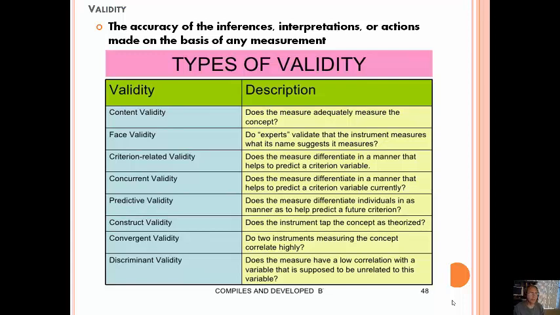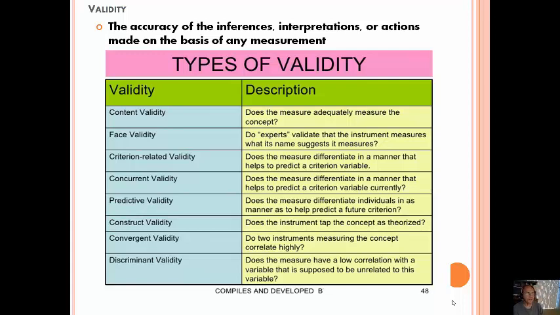Concurrent validity measures or differentiates to predict a criterion variable currently. So if you are measuring, let's say, alcoholism, you have a test on alcoholism, does it in fact concurrently measure the state of alcoholism? Predictive validity measures or differentiates people in a manner to help predict a future criterion.